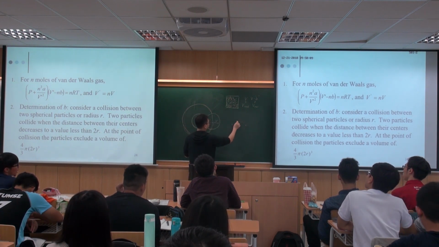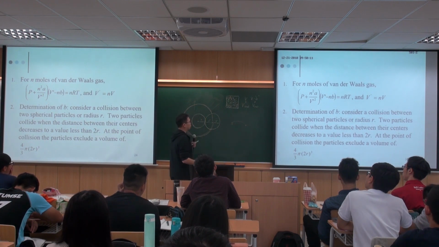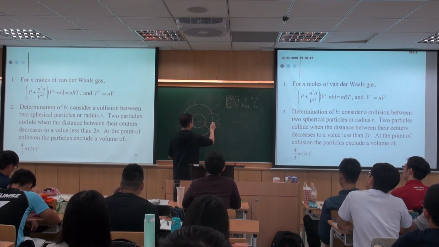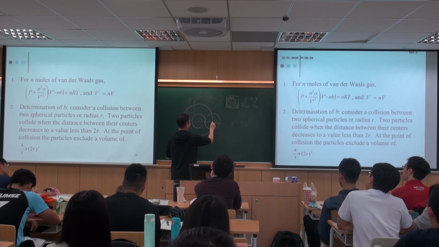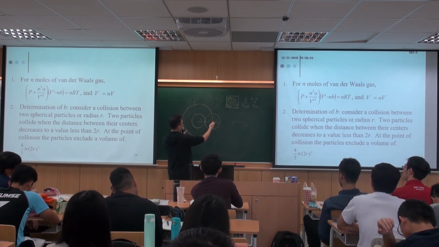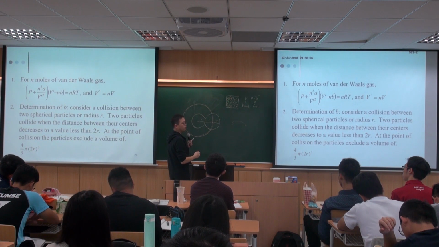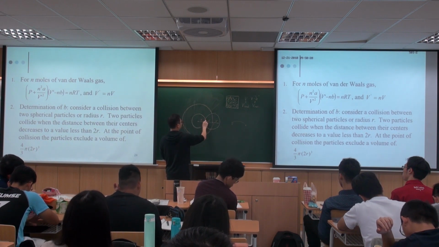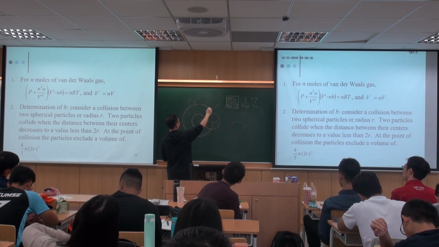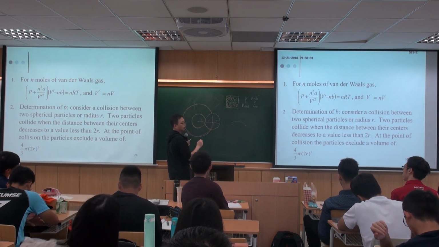This particle can move to just right next to this particle because there's no finite volume. But in this case, the center of this particle can only stop over here because you cannot move even further. These two particles are already touching each other. So the region over here has been excluded.